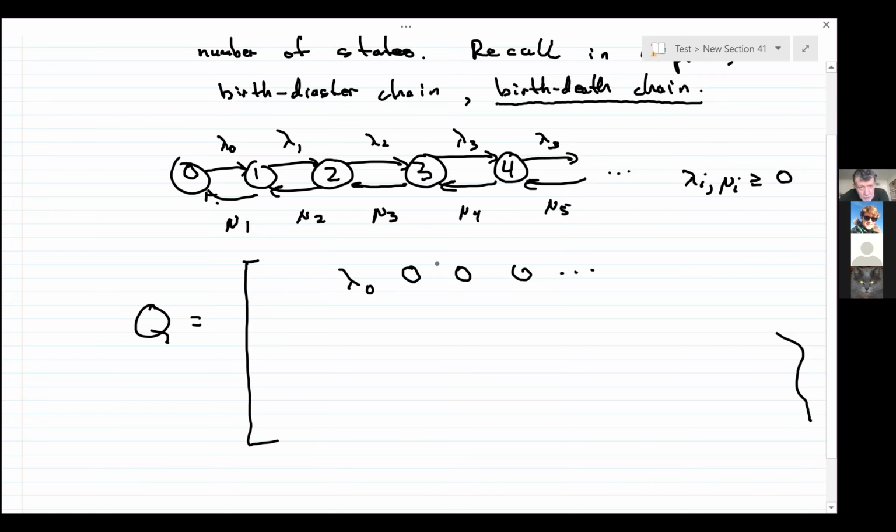What does row 2 look like? Well, we're going from 1 to places. If we're going from 1 to 0, that would have rate mu1. And if we're going from 1 to 2, that would have rate lambda 1. And 1 to anywhere else has no arrows, so those are all 0. And the rate going from 1 back to itself would have to be such that this row adds up to 0, so it would be minus (lambda 1 plus mu1).